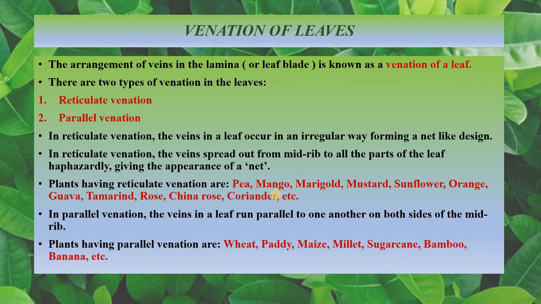Here you see I have written, plants having parallel venation are wheat, paddy, maize, millet, sugarcane, bamboo, banana, etc.